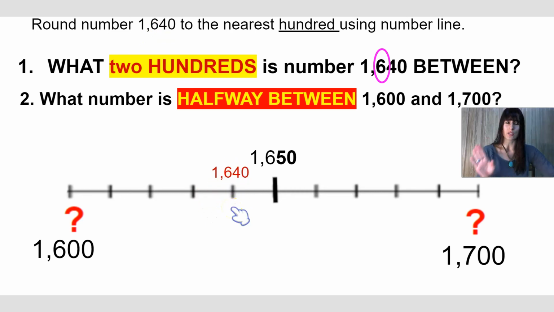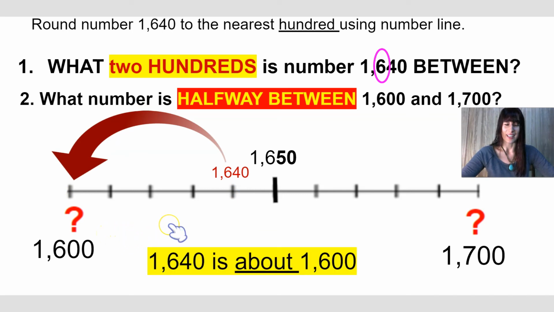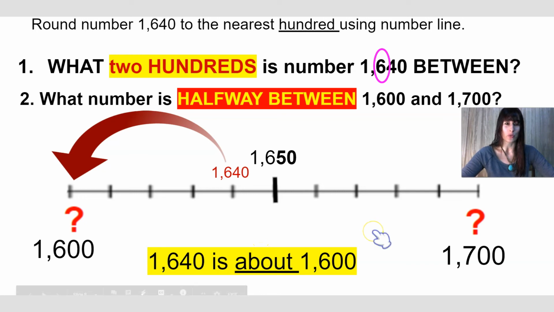Okay, now that I solved this on the number line, I took all these steps and did them correctly, I can tell that 1,640 is closer to 1,600. Therefore, I can say that 1,640 is about 1,600. This is how you round numbers using a number line.